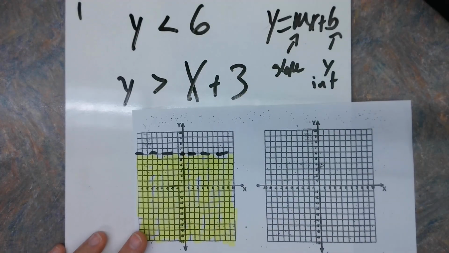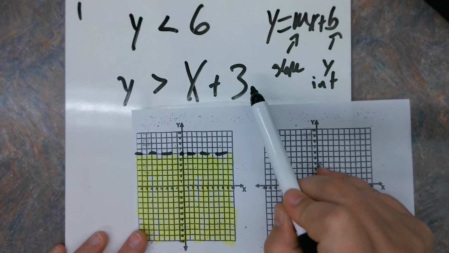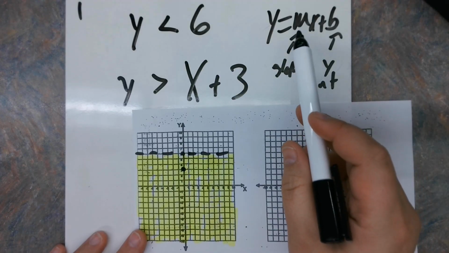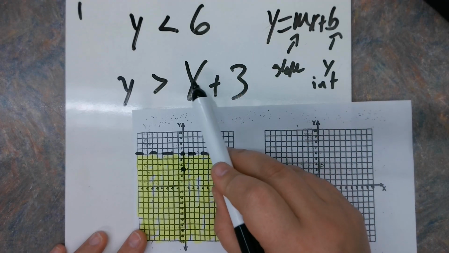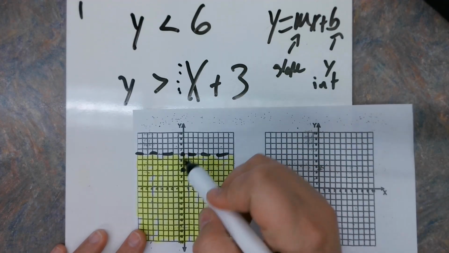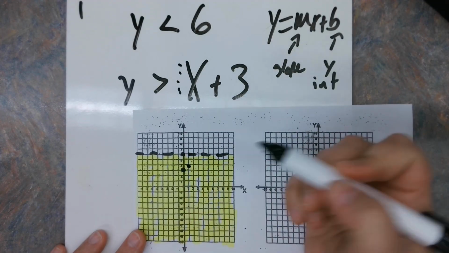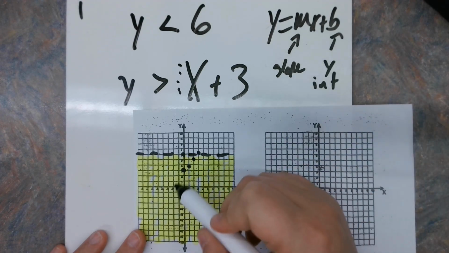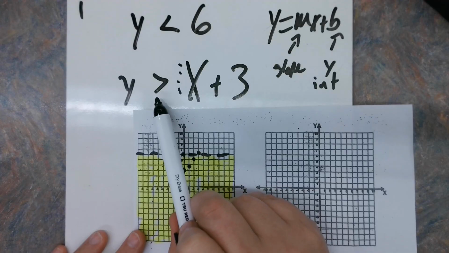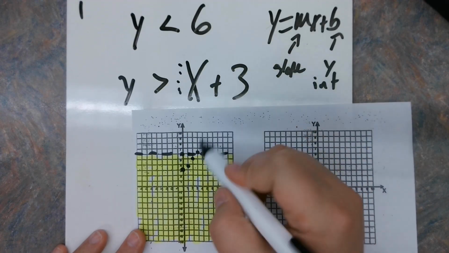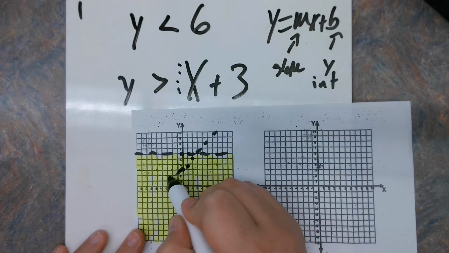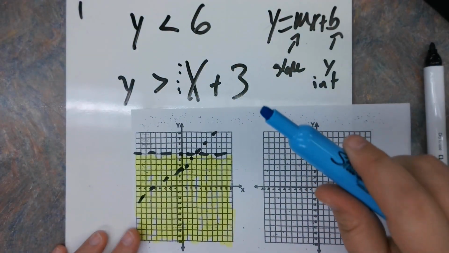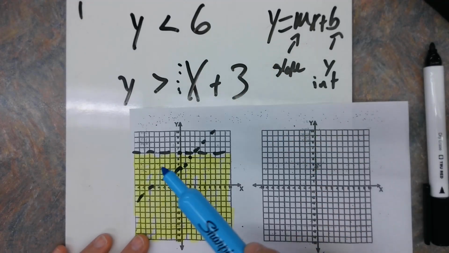Second inequality. My y-intercept is 3, so I'm going to put a point on 3. My slope is the number before the x. I don't have a number before the x, so it's the invisible 1. So that means I'm going to go up 1, right 1, up 1, right 1, up 1, right 1. I don't need to go all the way, but I can look here. This is going to be a dashed line. Dashed line.